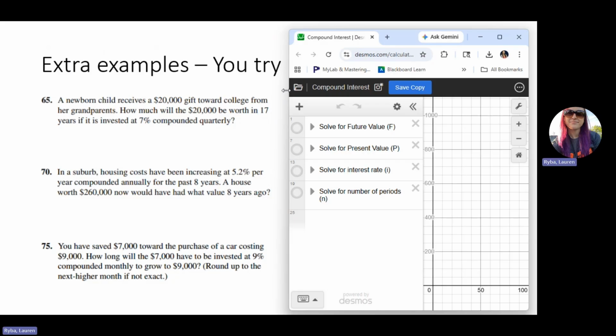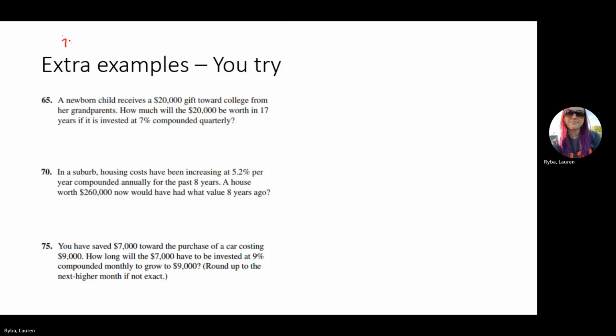Now, their variables are different than what we wrote, okay? Future value they have is F, we have A. P is present value, that's what we have. Their interest rate is I, which stands for the R over the M. And their number of periods is our M times T. So the key is, if you're using this, the I is our R over M, and their N is our MT. That's important, especially for the first problems here.